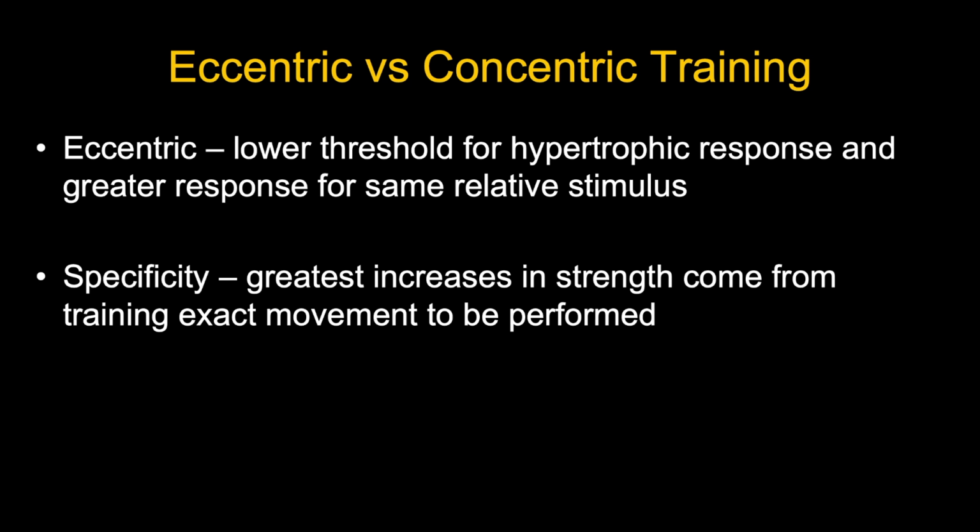When we compare eccentric versus concentric strength training, what we find is that with eccentric training, there's a much lower threshold for a hypertrophic response and a greater response for the same relative stimulus. So it seems that we can get improved strength gains with eccentric training compared with concentric training. The only problem is that we have to think about training specificity. How applicable are these movements to the way that they're going to be used during competition? So the greatest increases in strength are going to come from training the exact movement to be performed during competition.